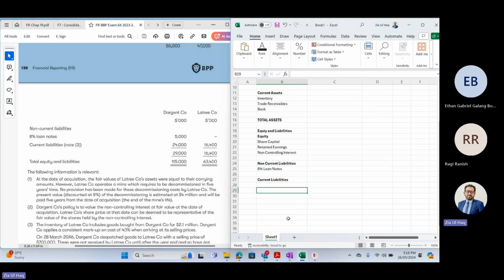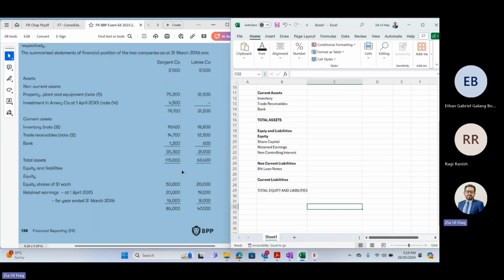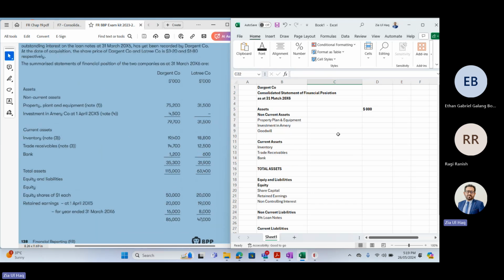And we will calculate total equity and liabilities. Whatever the figure, we can put as it is, let's start putting those figures. So in brackets, simple working, we need to add property, plant and equipment 75,200 plus 31,500. The remaining adjustments we will see later on.